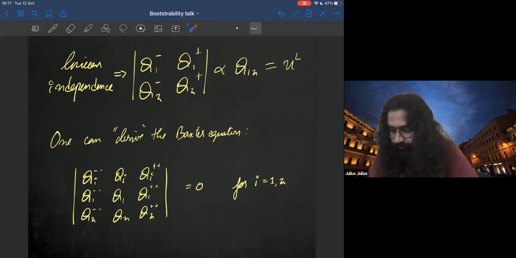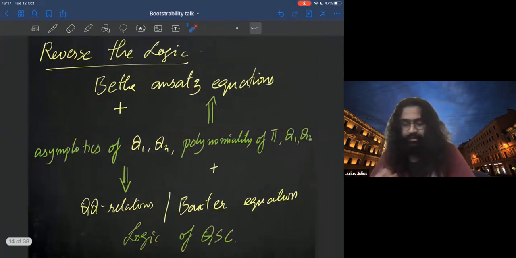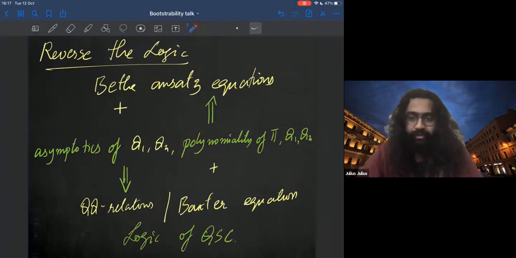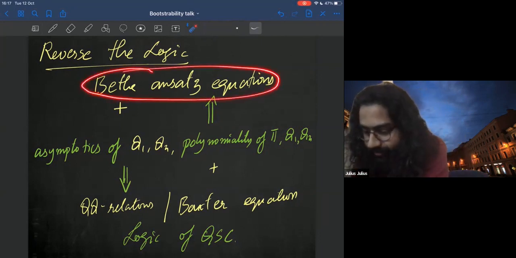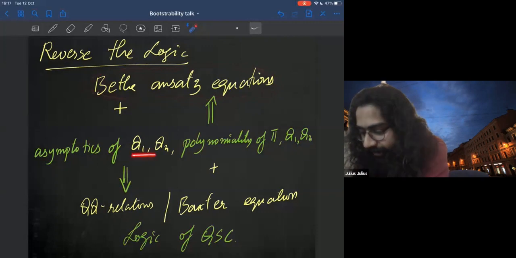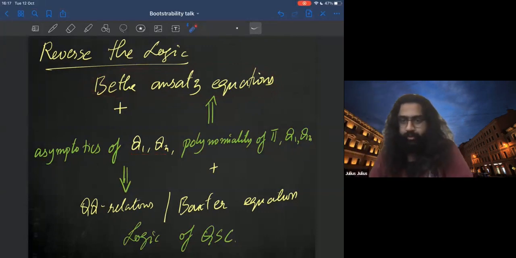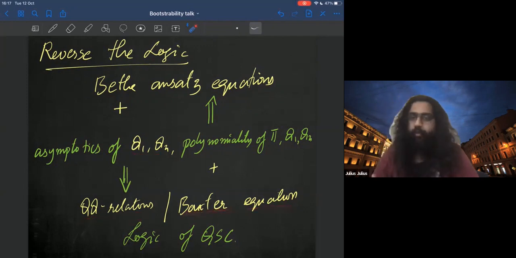So that's very good. The reason I said all of this is because basically, if we reverse the logic which we started with, we get the logic of the quantum spectral curve. So what did we do till now? We said, okay, we start with the Bethe-Ansatz equations. We find that there are Q1 and Q2. Q1 and Q2 are solutions of the Bethe-Ansatz equations. And then we see that, okay, there are some QQ relations, there is a Baxter equation, etc., etc.